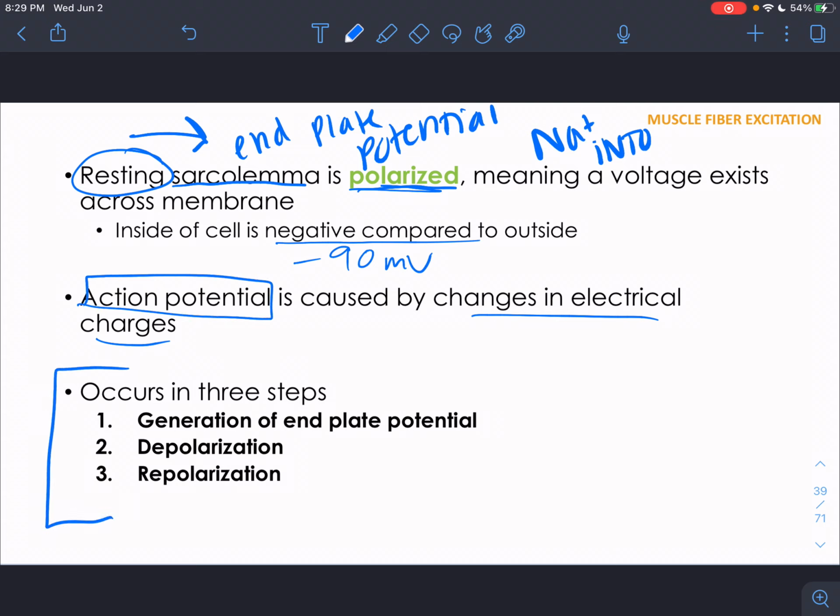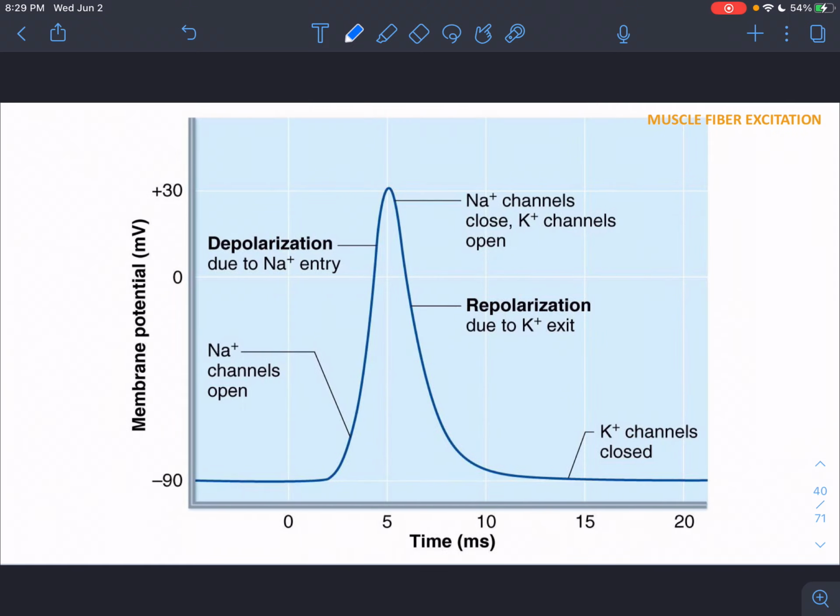Okay, and this is going to occur in 3 steps. So we talked about number 1. I just jumped ahead and talked about it as well. The end plate potential. Then we have depolarization and repolarization. Okay, so let's talk about that first. So first, again, remember we have at rest the resting membrane potential of negative 90 millivolts. Okay, and we talked about the depolarization due to sodium entering. So if you, again, add a positive charge to a negative space, you're going to become more positive. Okay, and this more positive, this is called depolarization.